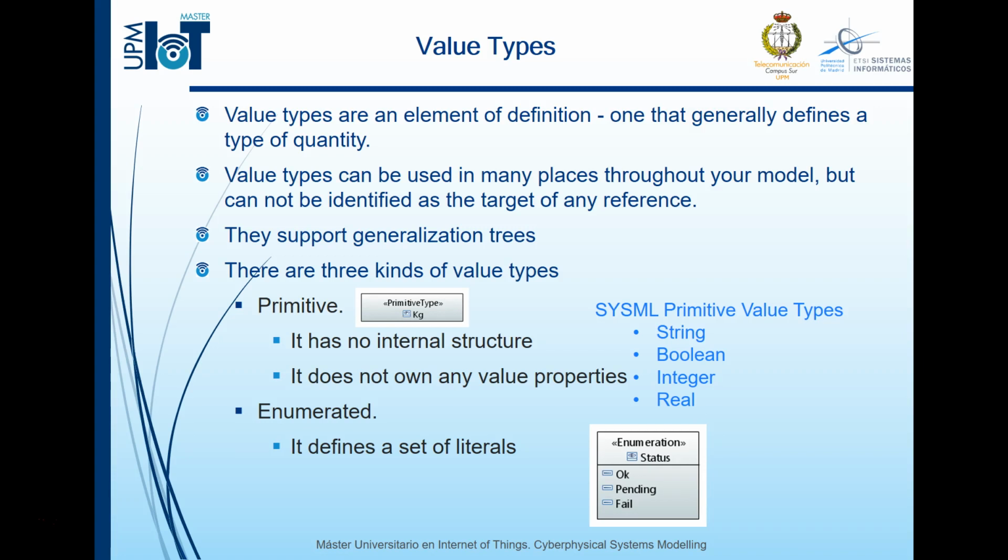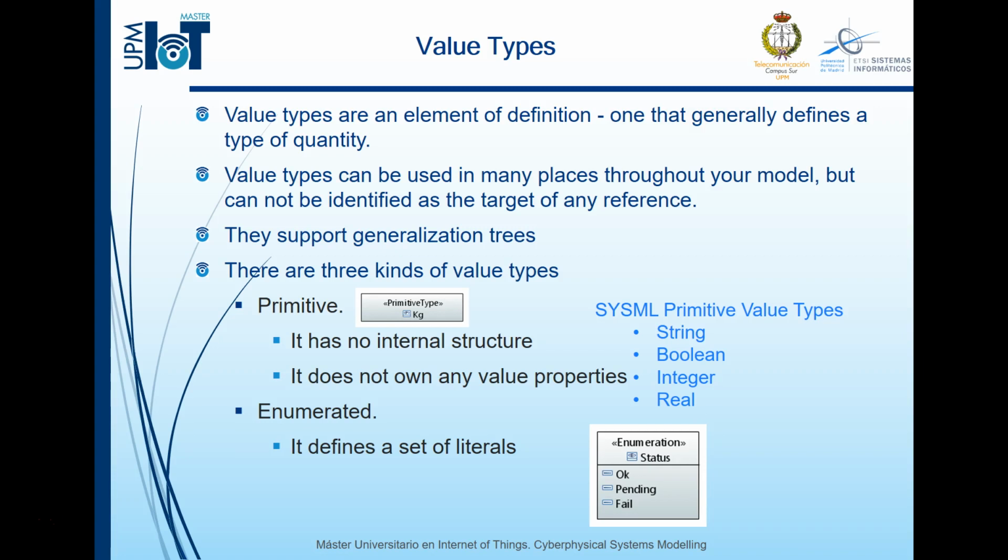And there are three different kinds of value types. The first is primitive types. For example, you can define a kilogram. It's only a name. That's enough. In SysML, you have four primitive value types predefined: String, Boolean, Integer, and Real. So a primitive type has no internal structure. They don't have any other properties. It's not a block, it's a square, and it's enough. It's the name of the primitive type.